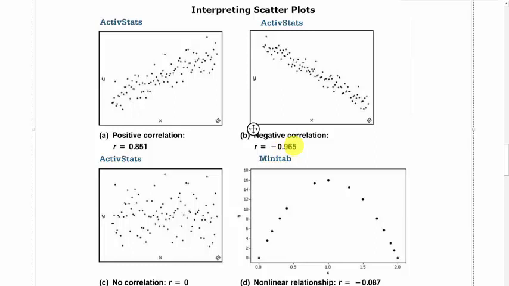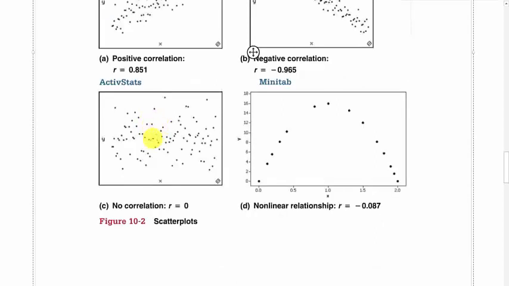We can see in this graph that these data points are just all over the place. They're totally random, and they are not following the pattern of a line. And so here there is no correlation, and R is equal to 0 for this particular set of data.